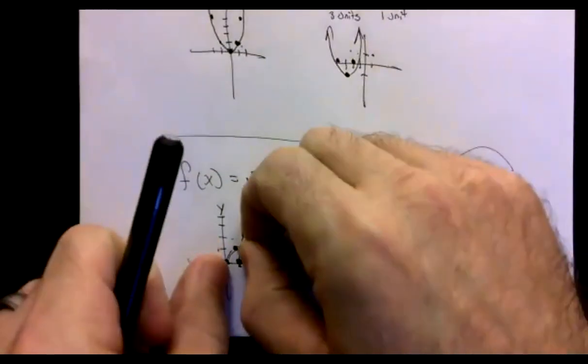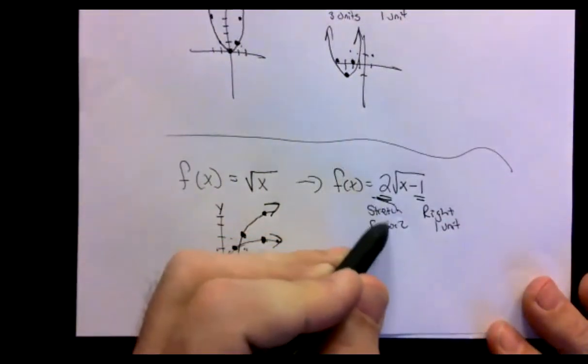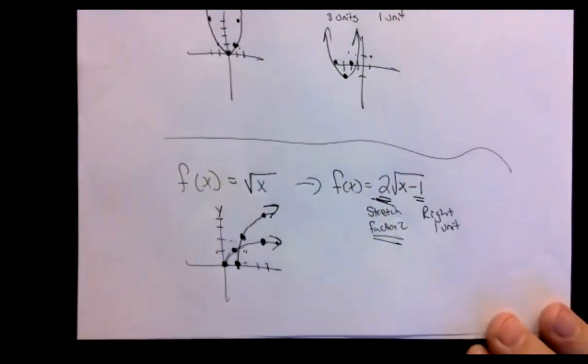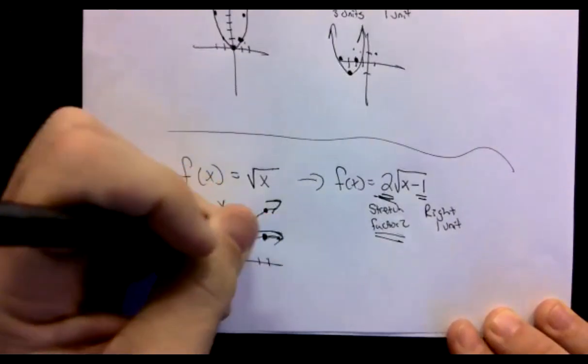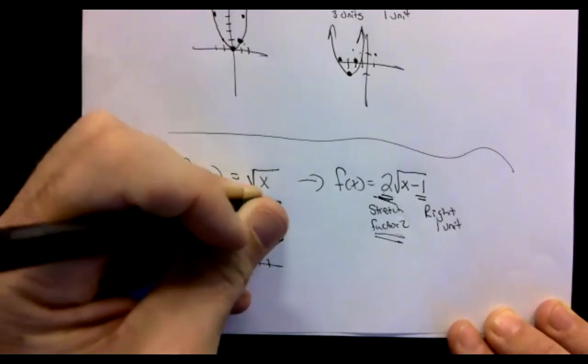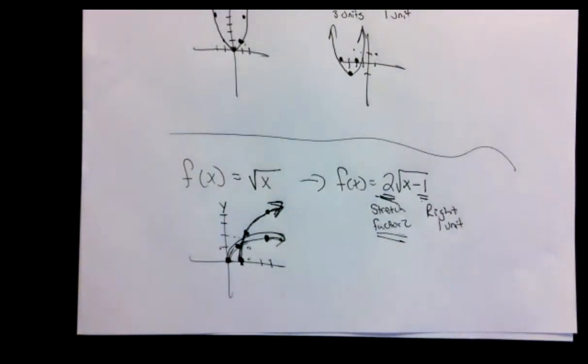You can kind of picture it. It took it and stretched it vertically. So again, this 2 stretched the vertical by double. Because this point was on the x-axis, it didn't get stretched, but the rest of the graph stretches. So we went from kind of a flat curve to a much more stretched curve. And then this minus 1 shifted everything to the right 1 unit.